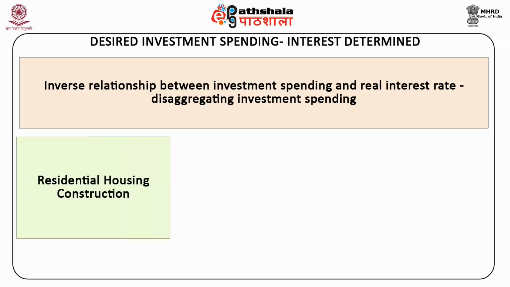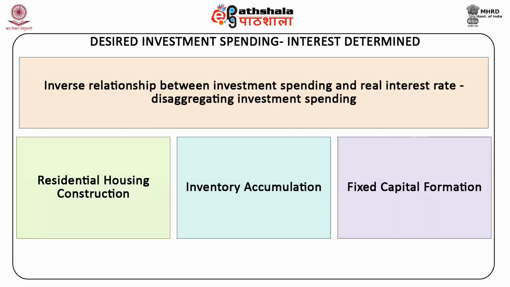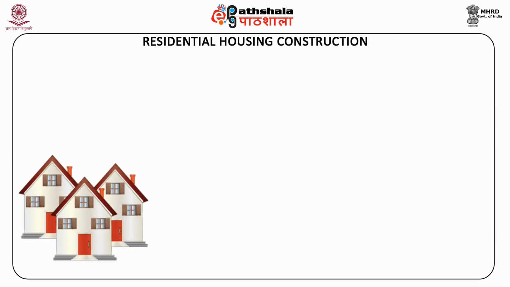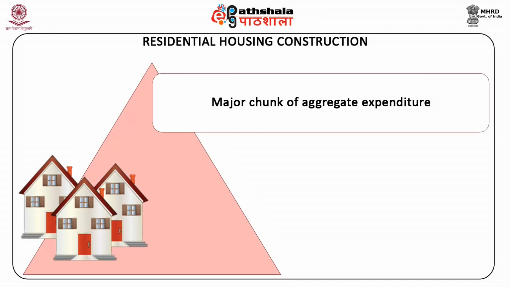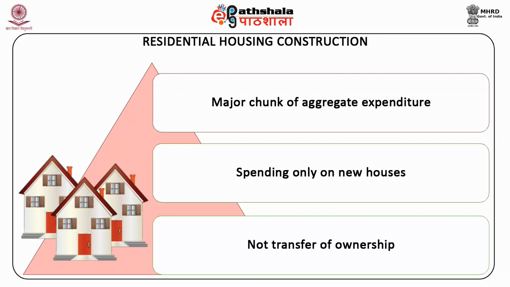First, residential housing construction. Second, inventory accumulation. Third, fixed capital formation. First, we have residential housing construction. Spending on residential housing constitutes a major chunk of aggregate expenditure and has a large impact on the economy. It must, however, be noted that spending only on new houses, not just the transfer of ownership titles of existing houses, impacts GDP.